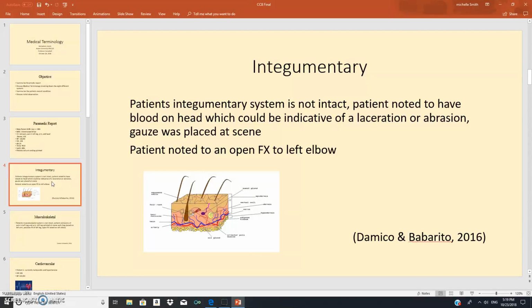Integumentary system. The patient's integumentary system is not intact. Patient noted to have blood on head, which could be indicative of a laceration or abrasion. Gauze was placed at the scene. Patient noted to have an open fracture to left elbow.